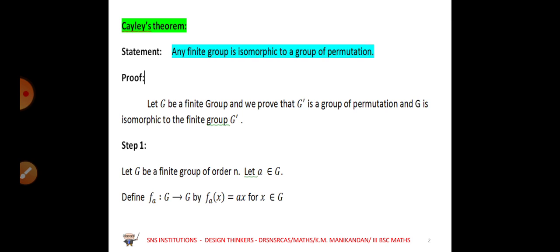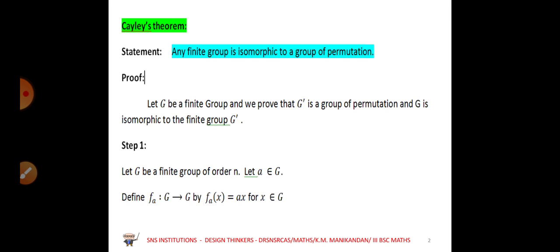So here let us consider a finite group. We have to show that this group G is isomorphic to another group of permutations. So first we construct a group of permutations. So first we take the proof. Let G be a finite group and we have to show that G dash is a group of permutations. And in the next step we are going to prove that this G is isomorphic to G dash.